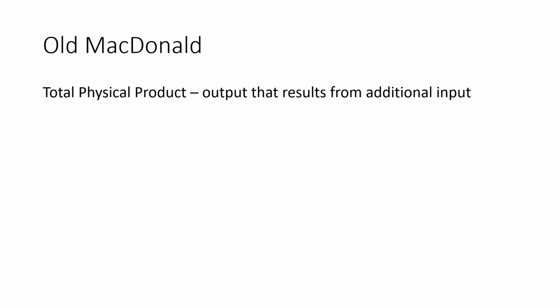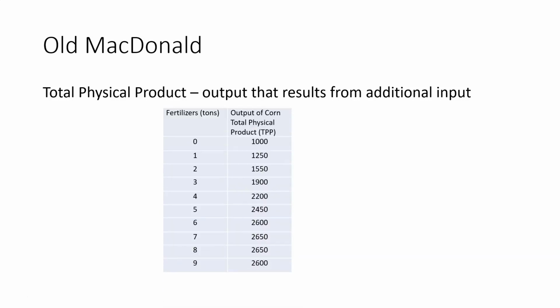All right. Now, let's look at this. Let's say the input that Old MacDonald is using is fertilizer. Total physical product is the total output they get. So in this chart, you can see that if Old MacDonald uses no fertilizer, they still get 1,000 bushels of corn. It's just drawing on the natural nutrients of the land. But as they add more and more fertilizer, what do we notice? Their total physical product goes up.